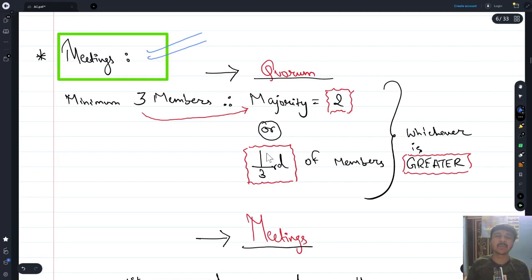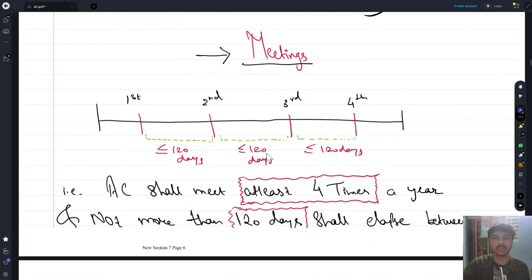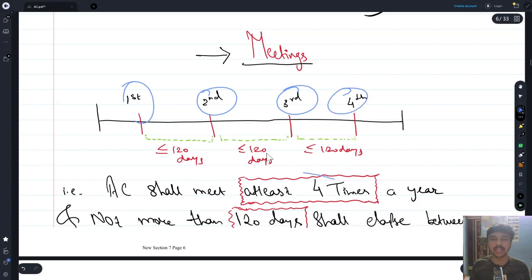So meetings: how many times should the audit committee meet? It should meet at least 4 times a year. Now the word used is year, neither financial year nor calendar year. So no specific wording is used.